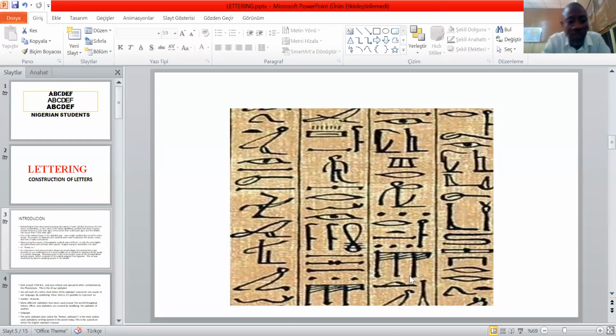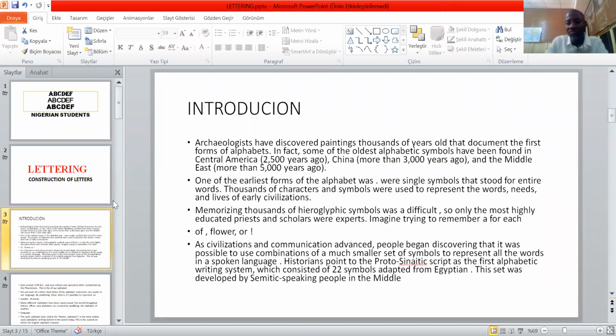Now, in the introduction, you are going to see that it is talking about how hieroglyphics was first discovered by archaeologists as a sign of paintings years ago in the cave. China, no. I told you earlier in class that the Chinese are the people that discovered paper. They made the paper that we use in writing today. They didn't discover the alphabet. It was the Egyptians who started the construction using symbols.